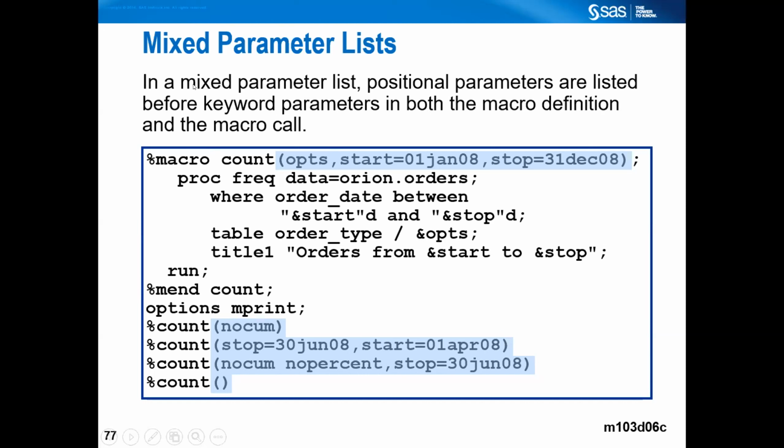In the second call, stop is coming before start? Because you have not mentioned anything about opts, it is a keyword, so it will work as it is because you have not mentioned a position. By default it will take opts as blank, so it will give you all the frequencies here. There is no default issue because you have not mentioned it here.